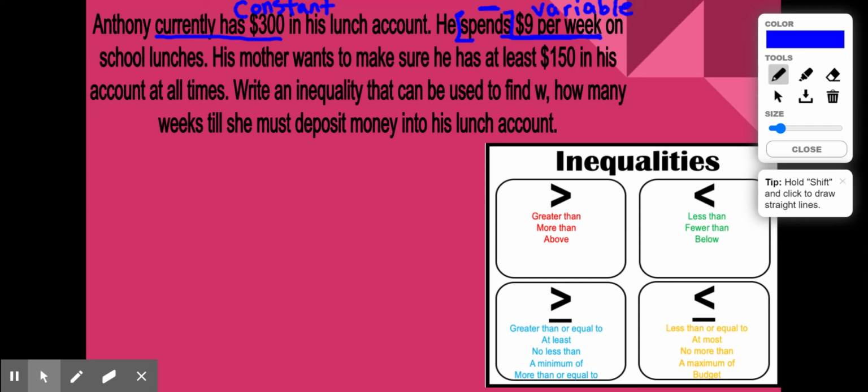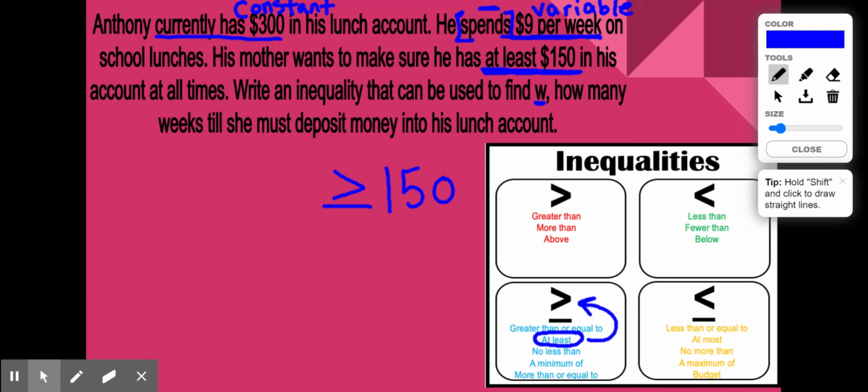His mother wants to make sure he has at least $150 in his account at all times. At least is part of our inequality vocabulary. Right here. At least tells us to use greater than or equal to 150. Greater than or equal to 150. Write an inequality that can be used to find W. So W is the letter I should use, which represents how many weeks till she must deposit money into his lunch account.